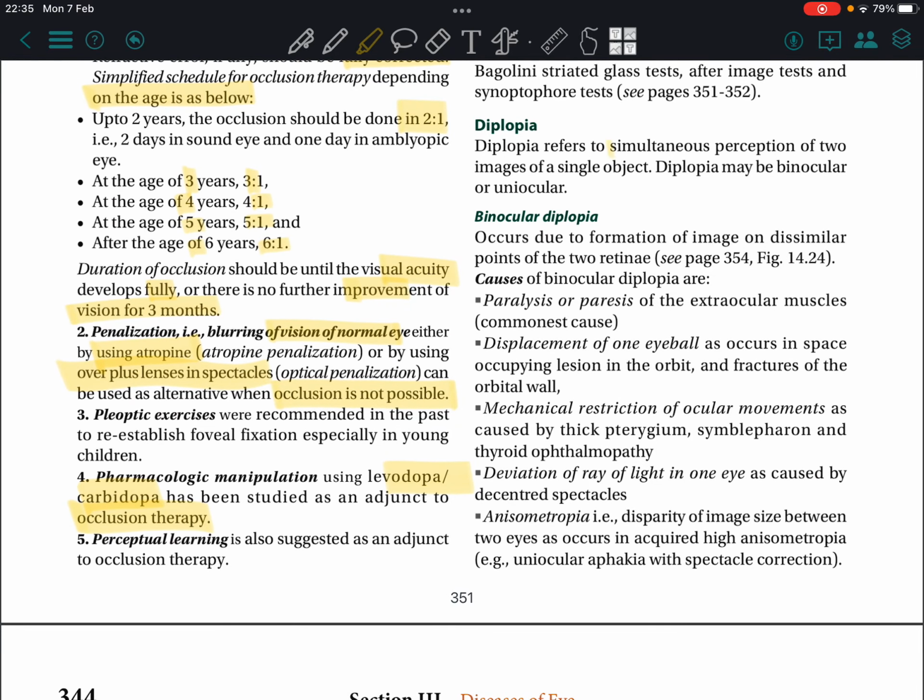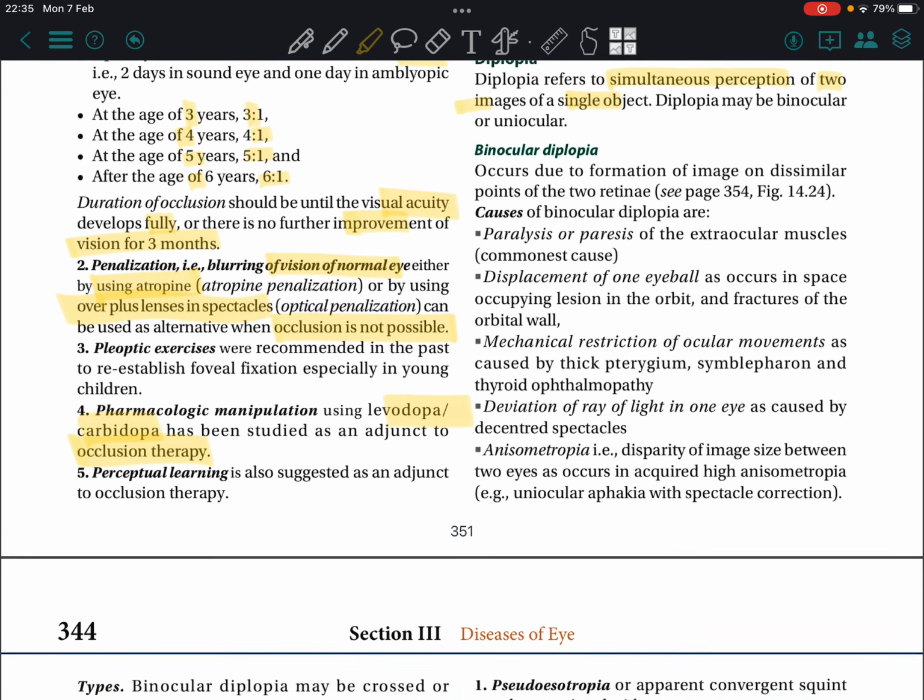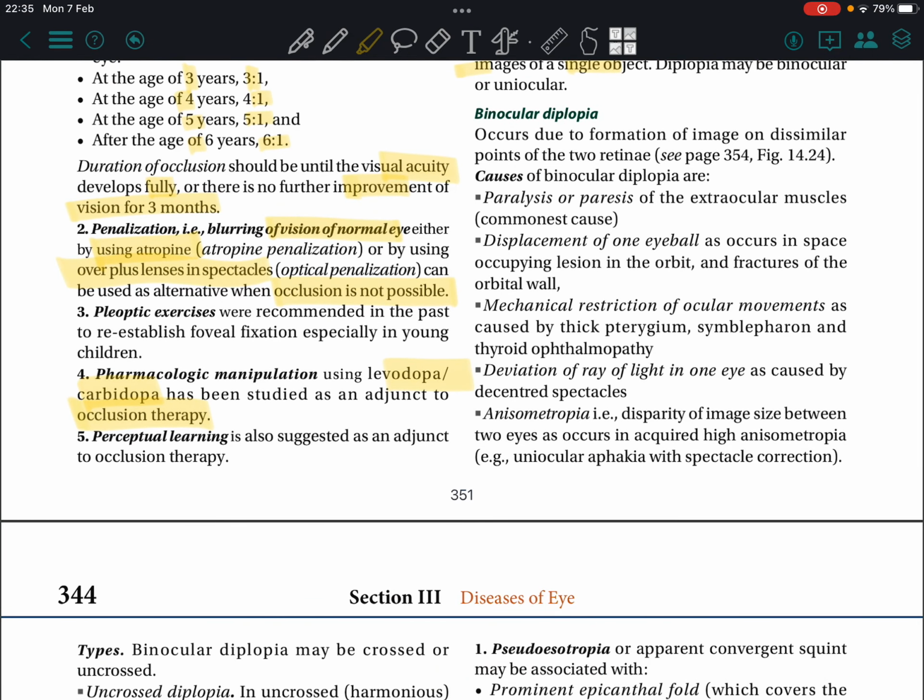Diplopia refers to simultaneous perception of two images of a single object. Diplopia may be binocular or uniocular. Binocular diplopia occurs due to formation of the image on dissimilar points of the two retinae. Causes of binocular diplopia are paralysis or paresis of extraocular muscles, displacement of one eyeball, mechanical restriction of ocular movement, deviation of rays of light, and aniseikonia.